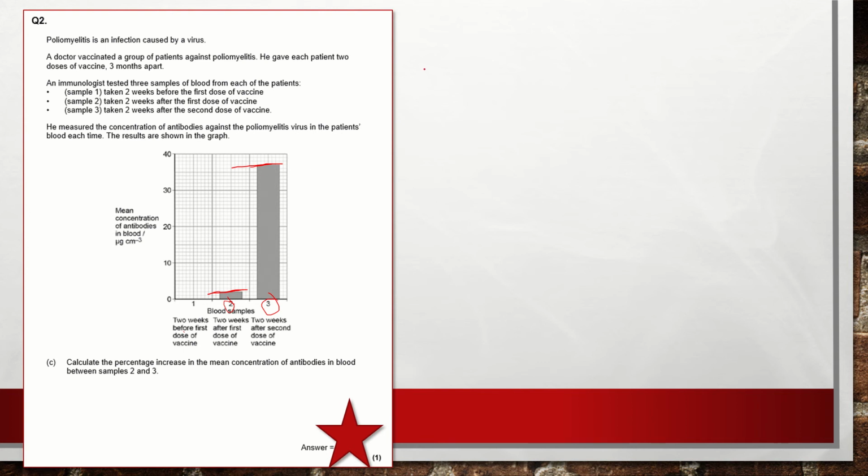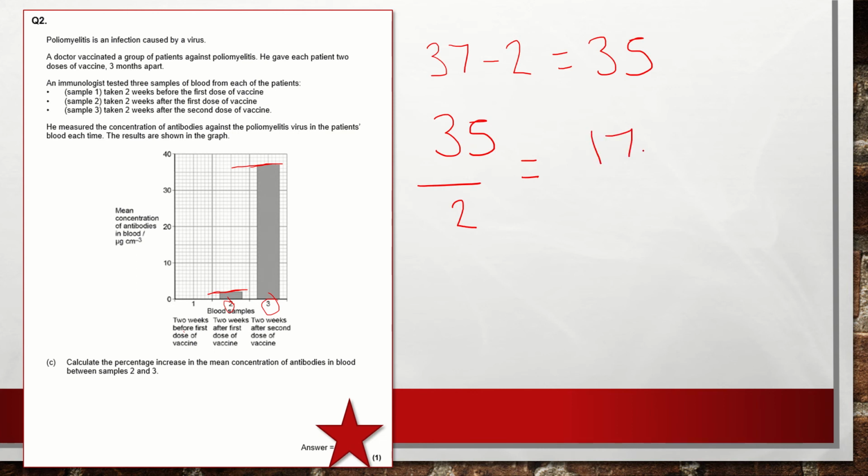So that looks around 37 in terms of our axes. We need to minus 2. So this is sample 3 here, sample 2 there. So that's going to give us a difference of 35. So if we then take 35, we're dividing it by the original, or what we're comparing against, which is sample number 2. So we're dividing it by 2. That's going to give us 17.5.